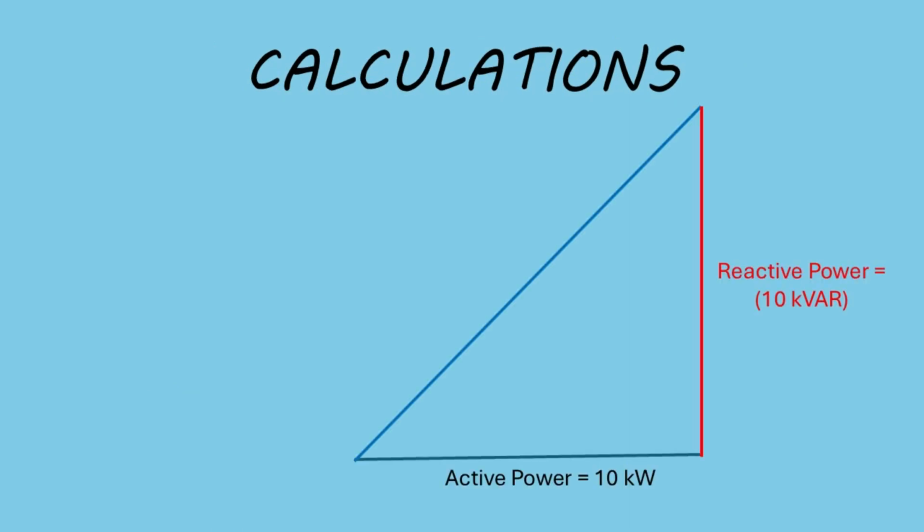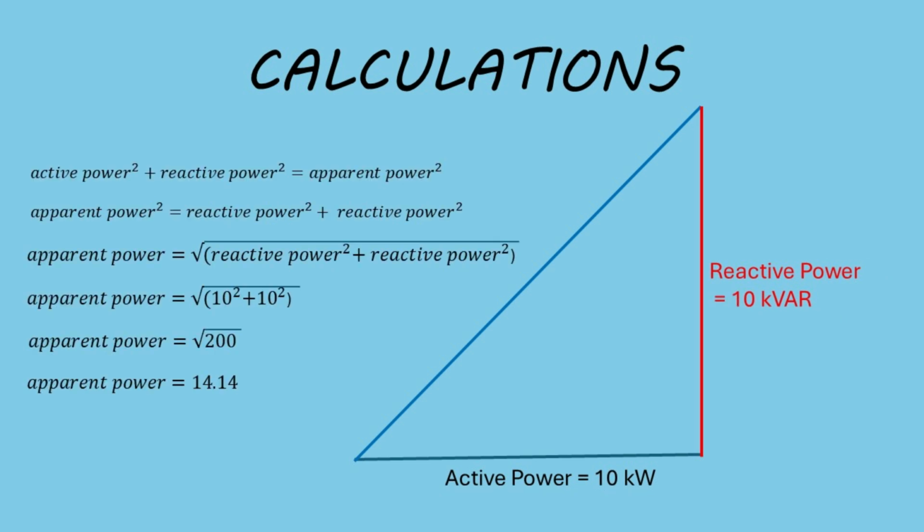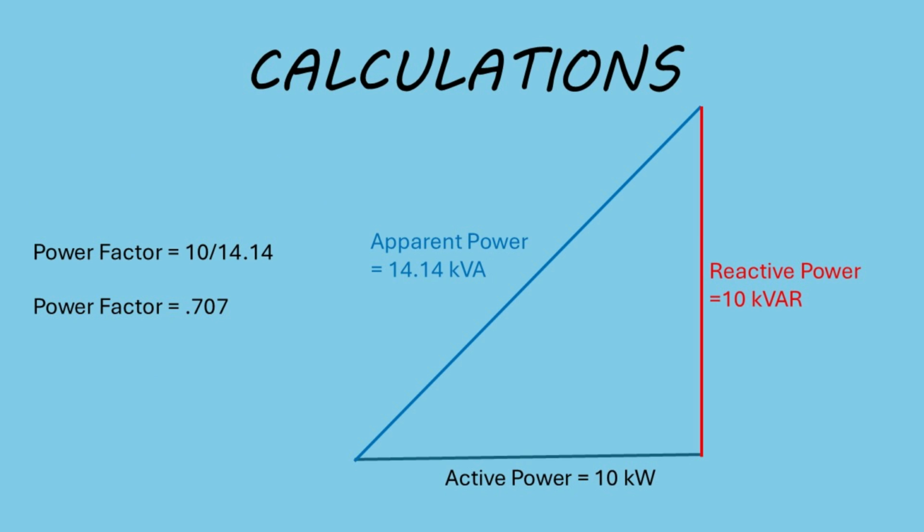Let's do some quick calculations. In a circuit with 10 kilowatts of active power and 10 kVAR of reactive power, the apparent power is the hypotenuse of the triangle, calculated using the Pythagorean theorem. So you get 14.14 kVA as the apparent power. And the power factor is the cosine of the phase angle, or 10 divided by 14.14, which equals 0.707. So the phase angle here would be 45 degrees, and with a power factor of 0.707, we're wasting about 30% of the energy that the circuit is using.